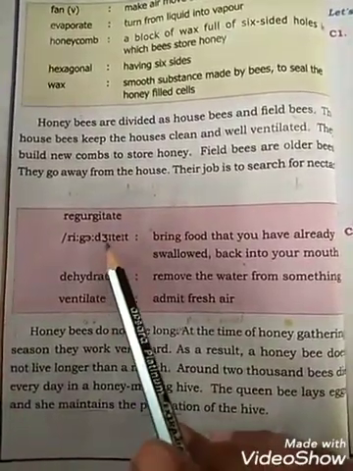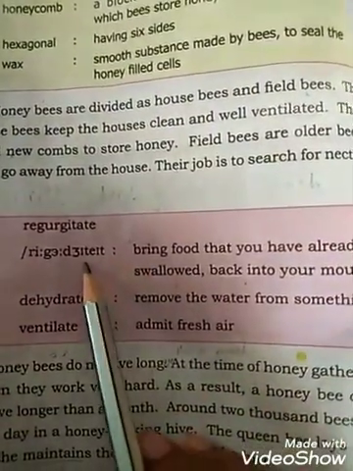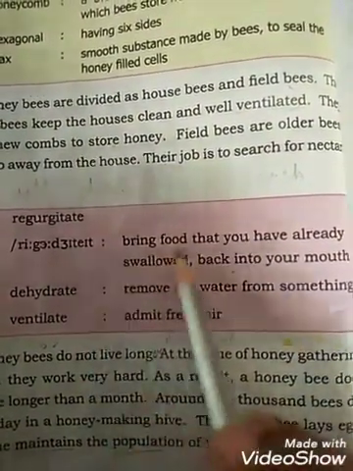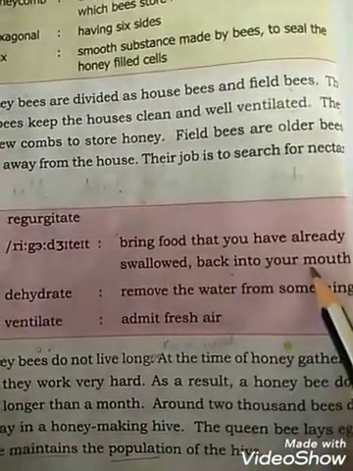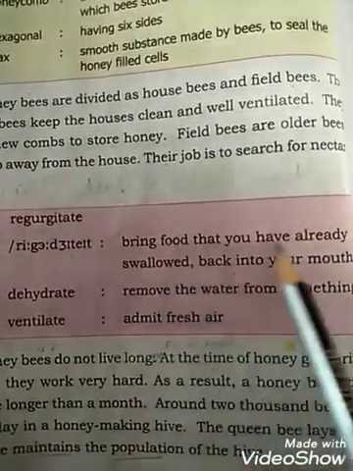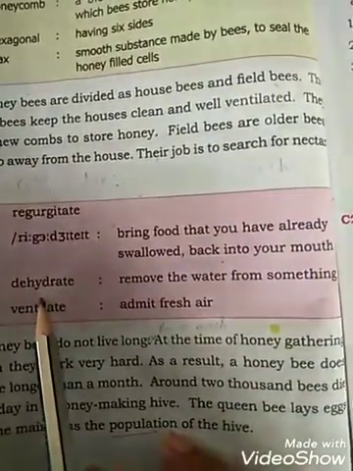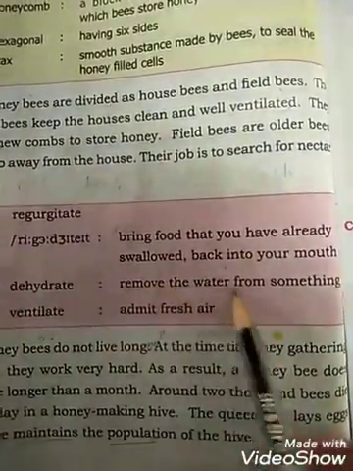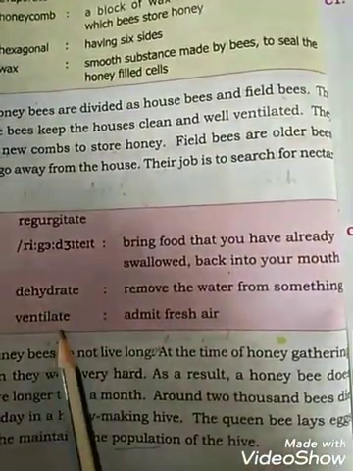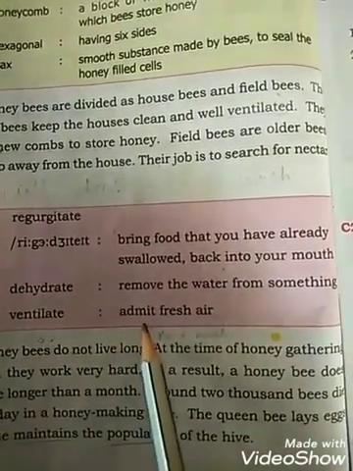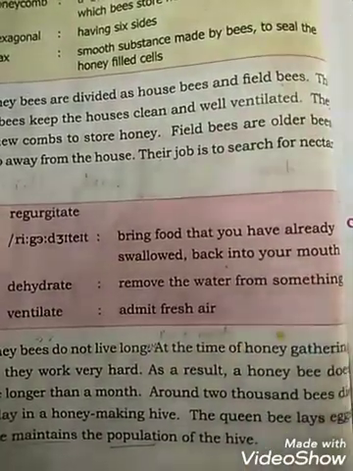And here you have glossary 3. The next meaning is regurgitate, bring food that you have already swallowed back into your mouth. The next one is dehydrate, remove the water from something. The last is ventilate, admit fresh air. So ventilate is admit fresh air.